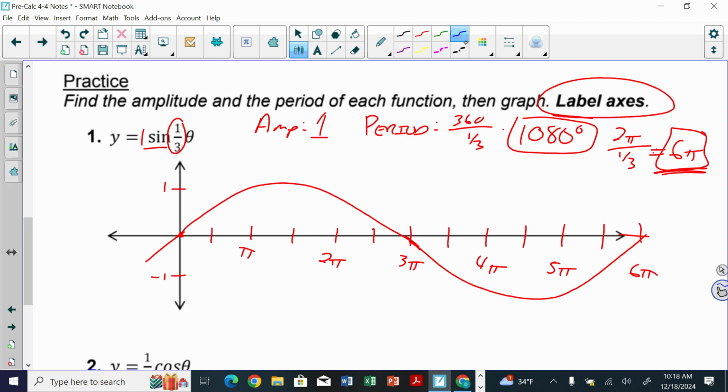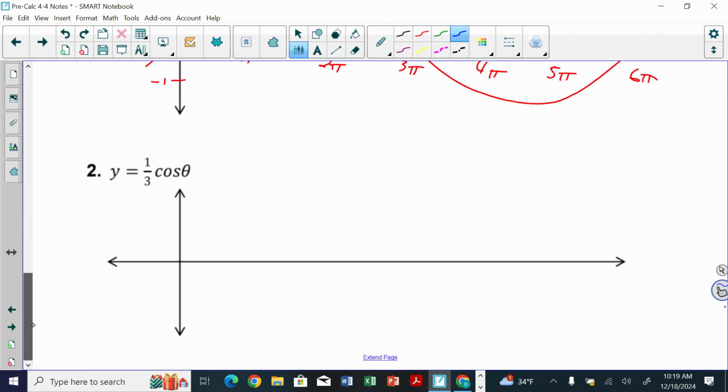Normally, right? Normally, it's like this. It goes up here, down here, and here. So we're taking the same curve, really just stretching it out. Okay? All right. So now we've got the next one, cosine.